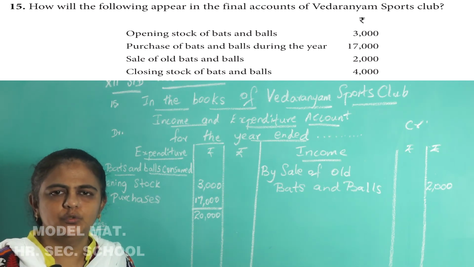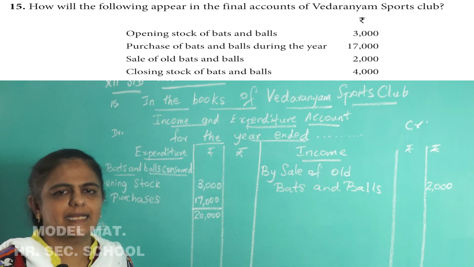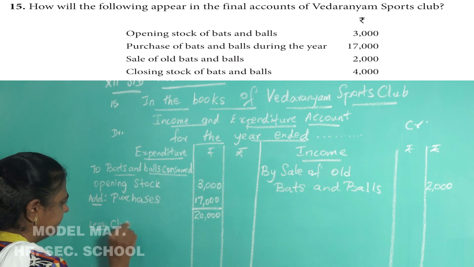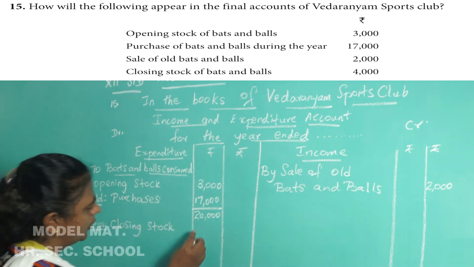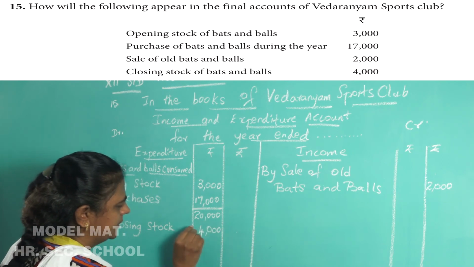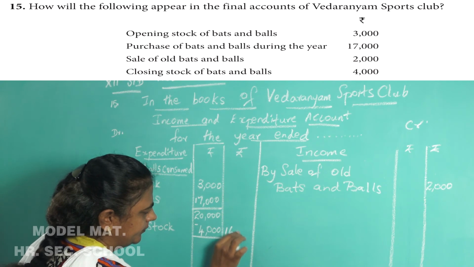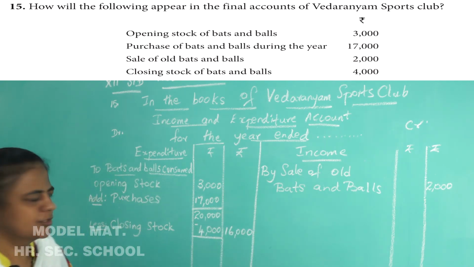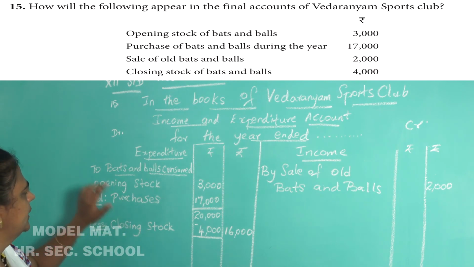So, what you have to do? This closing stock should be subtracted. Is it clear? So, you have to subtract closing stock. Closing stock of bats and balls 4,000. They are unconsumed items. So, that should be deducted. 16,000. Put it in the outer column. Understood, children?